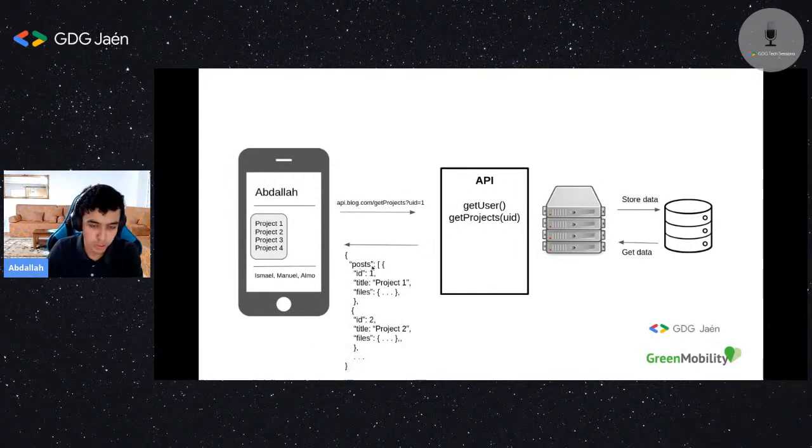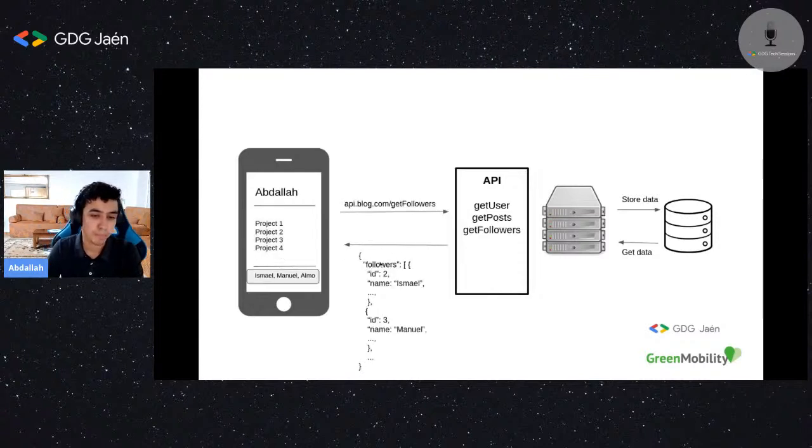Actually, here it says posts, but it's projects. And I get all the projects that I have, but here I just listed 4 of them. Imagine you could have a couple hundred projects. Well, the idea is that the server would return the whole thing.